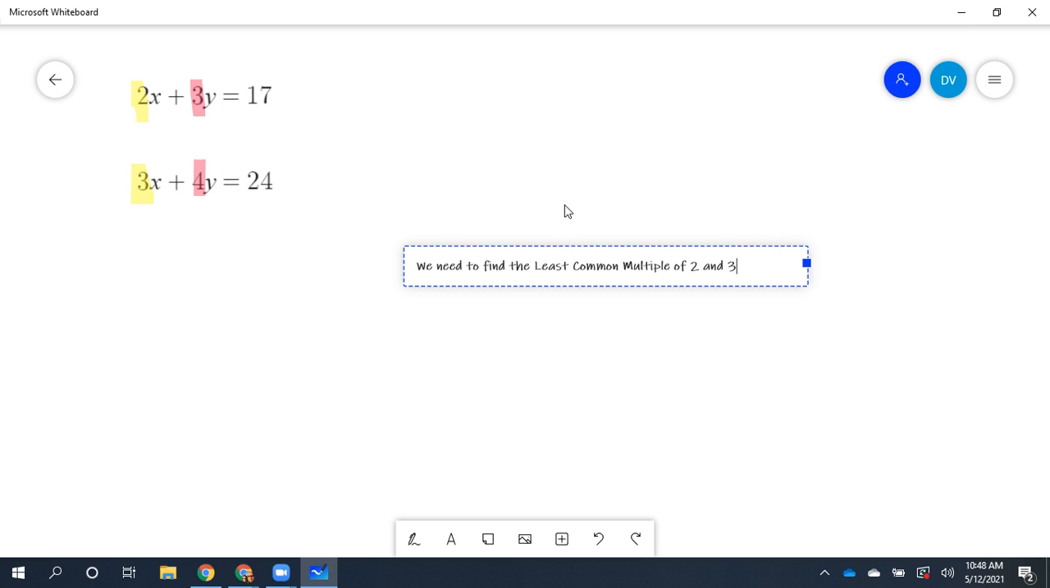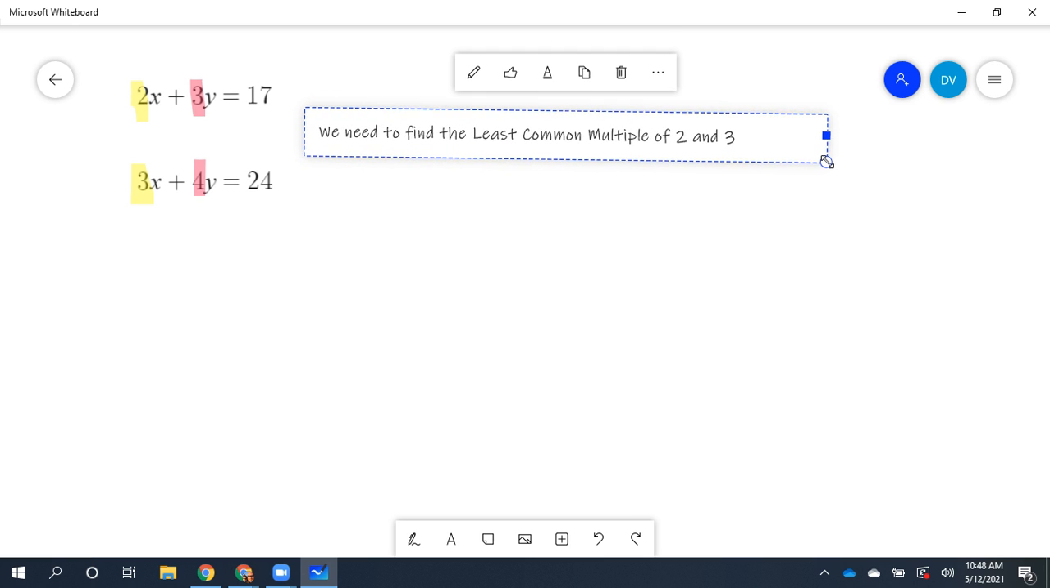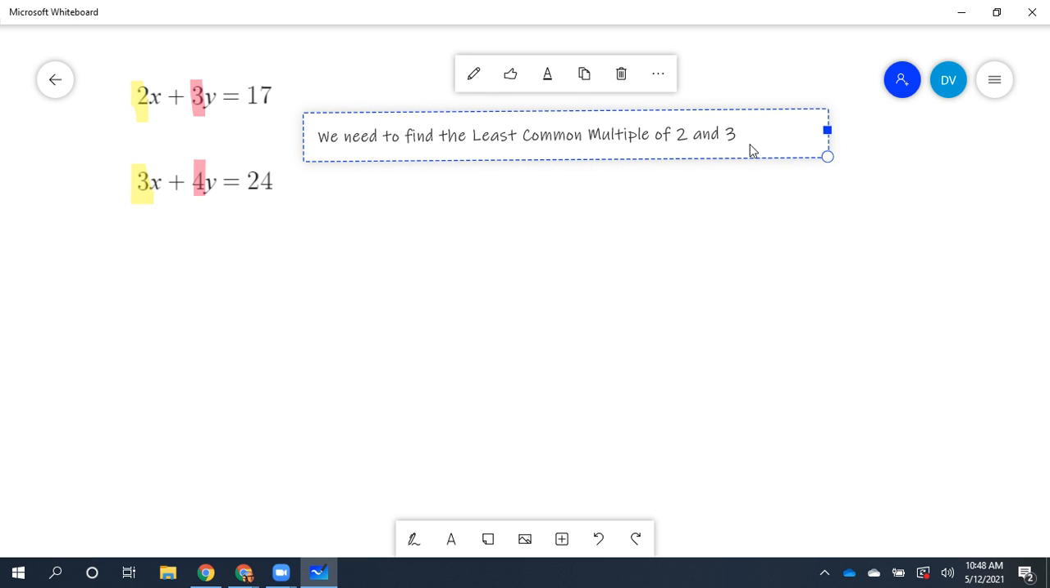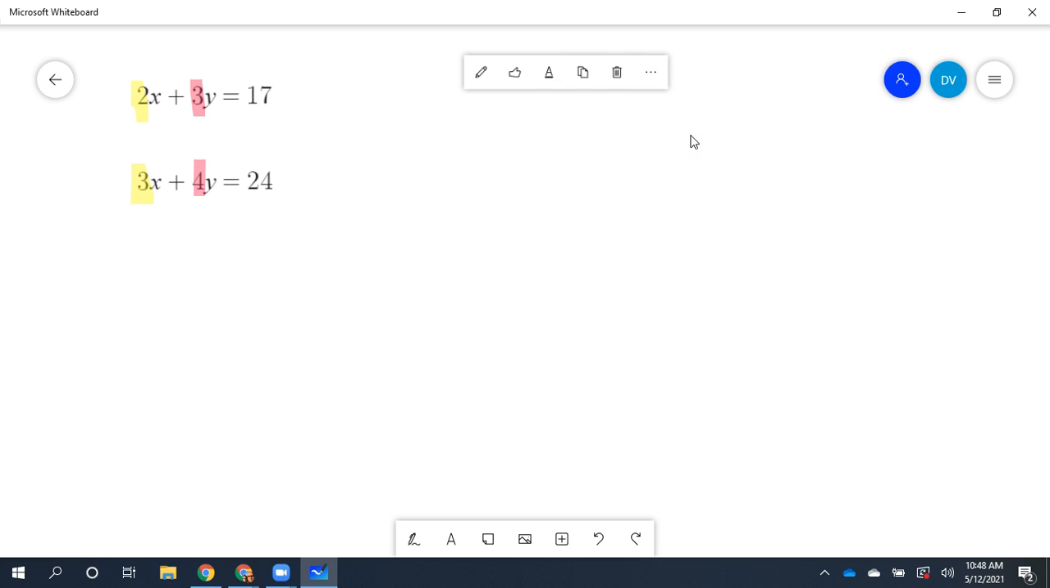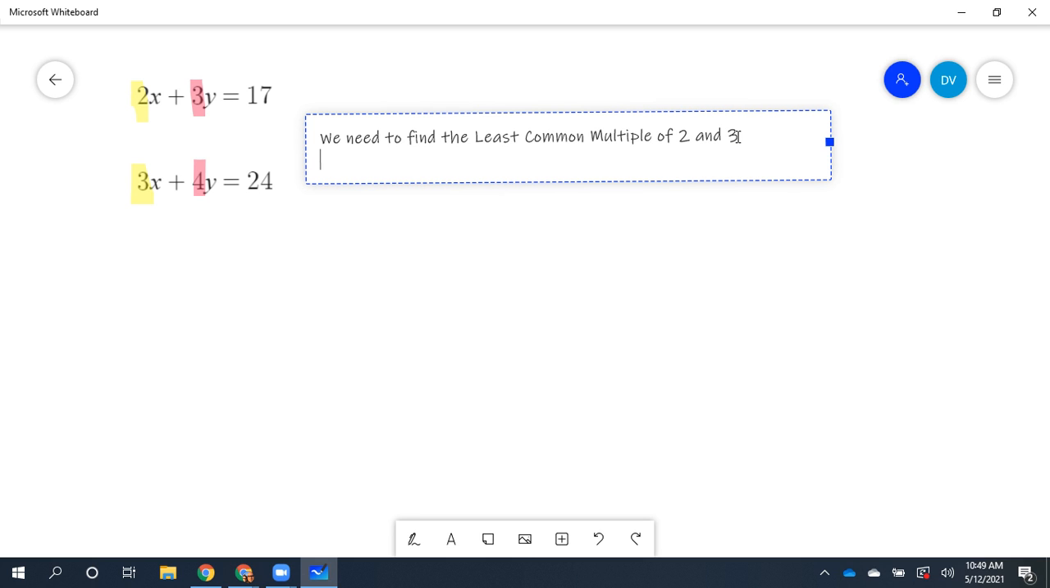So to do that, I'm going to write down the multiples of both of these. Let me make that a little bit larger. I'm going to write down the multiples of 2 and of 3. All right, so the multiples of 2. When I say the multiples, I mean 2 times 1 and 2 times 2 and 2 times 3 and so on and so forth.